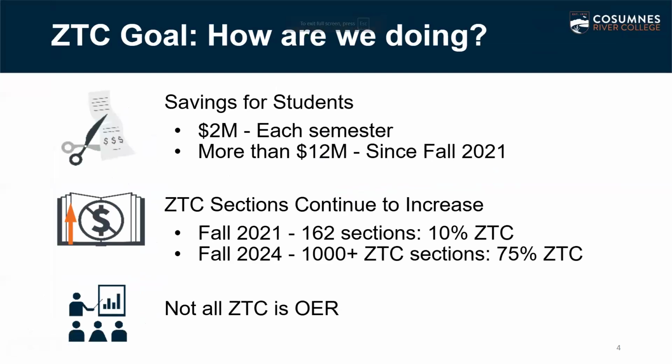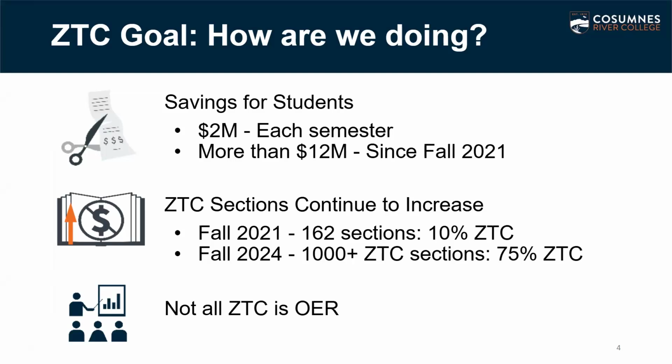A little background. Back in 2021, President Bush decided that we should become a zero textbook cost college. At the time, we started using HEERF money that was related to the federal money we were getting for COVID relief for our students, and we've been working on that since 2021.